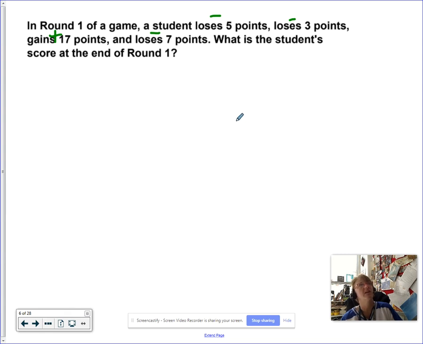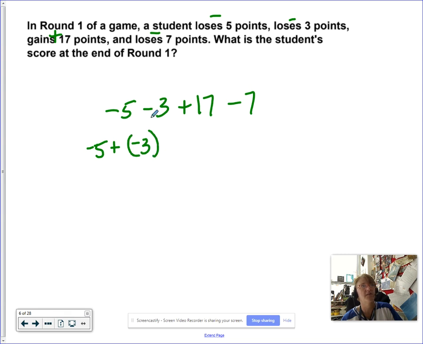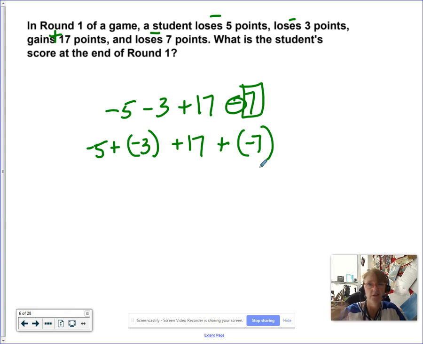Well, let's see. All right, so round 1. So we're just starting at 0. So we're just going to start right away. Losing 5, losing 3, gaining 17, losing 7. Here we go. Like I said, I like to keep this -3 as a plus -3. Change everything to addition and I think it makes it a lot easier. And maybe after a while, you'll get so automatic with it, it'll just be awesome.